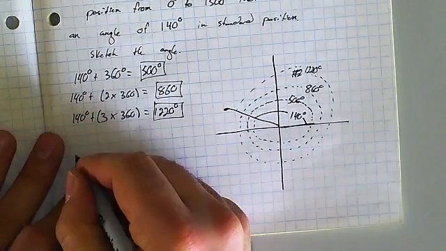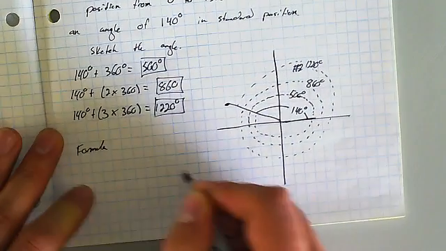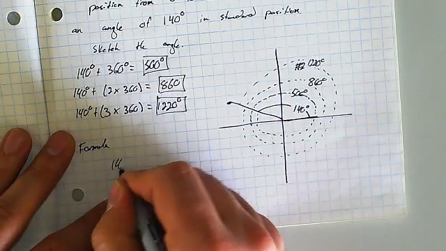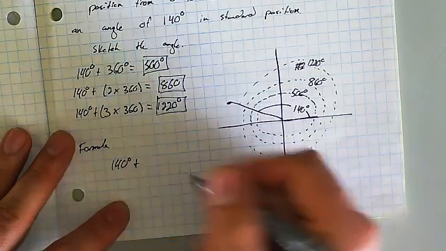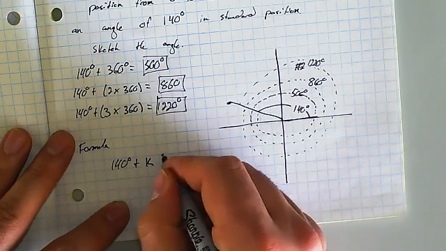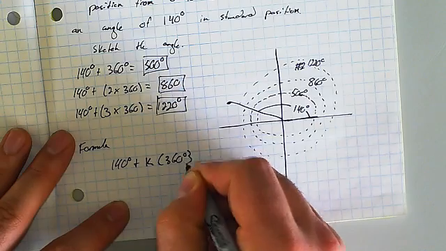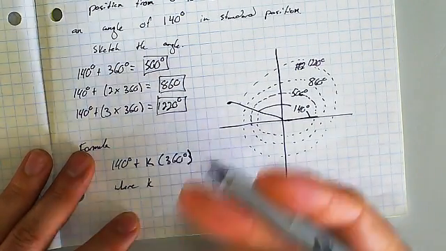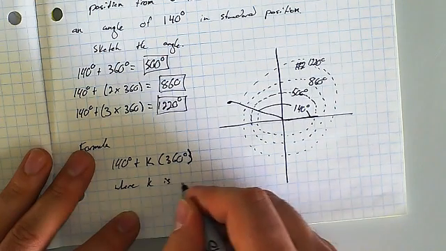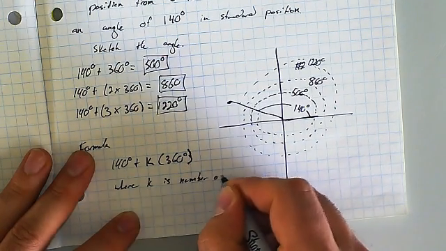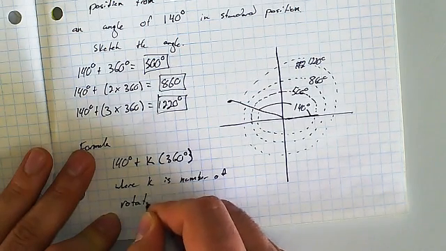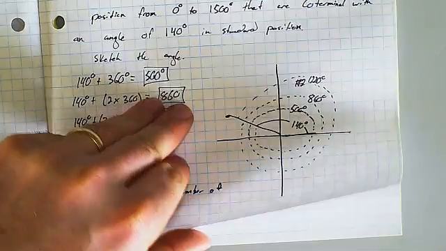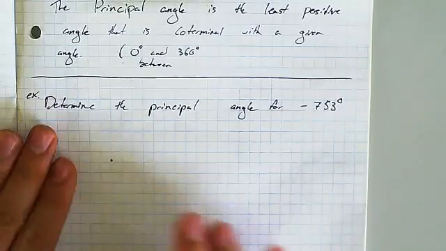Sometimes you might be asked to write a formula for this, and basically what you do for your formula is you're going to say whatever number you're trying to deal with, so your initial standard angle, we're going to say 140 degrees plus some variable, we'll say k, times 360 degrees, where k is the number of laps or rotations you do. Pretty standard.